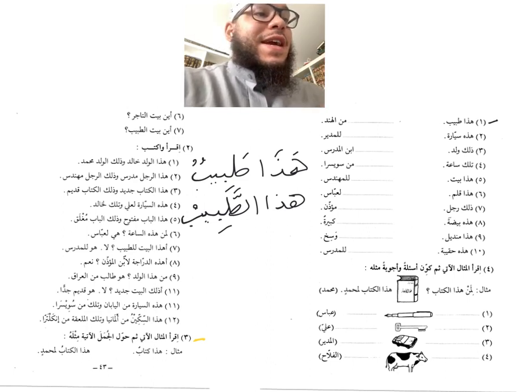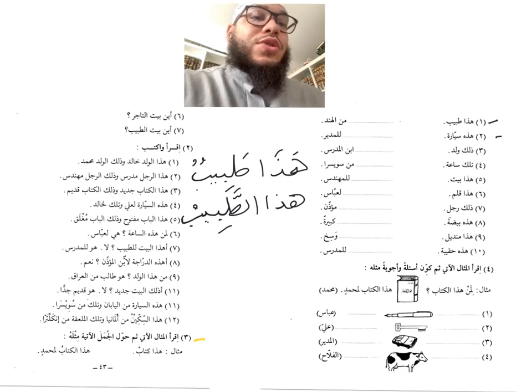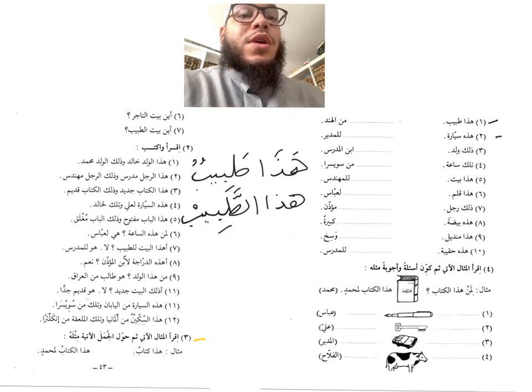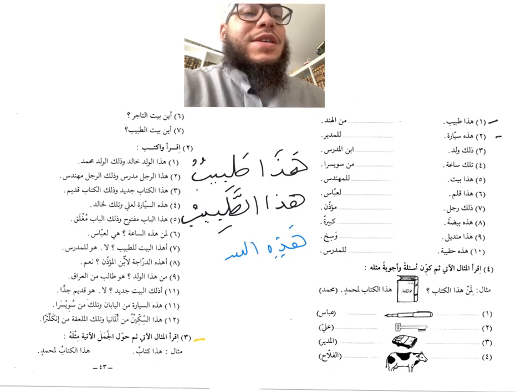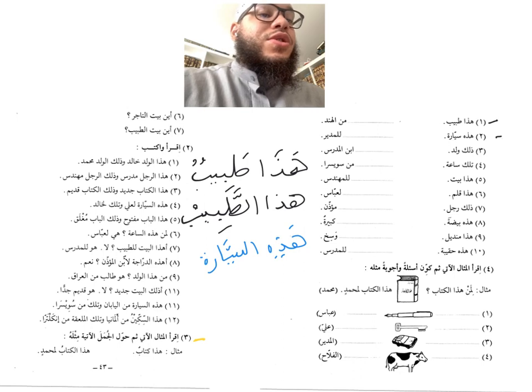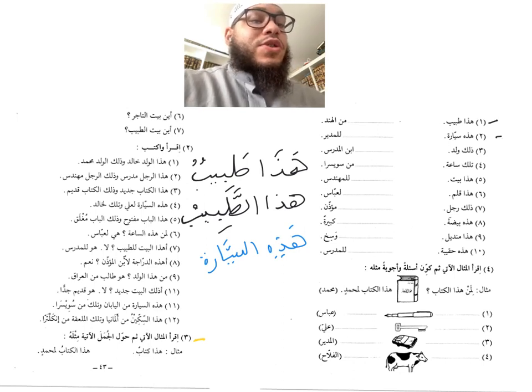If you look at the next one, it says هذه سيارة. What are you going to change that to? You need to make it now هذه السيارة by making it definite like this. Okay? And then you're going to tell us the rest of it. للمدير, belongs to the headmaster. So that's the exercise number 3.